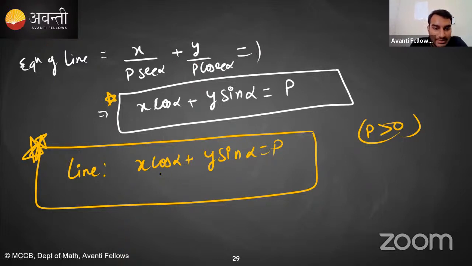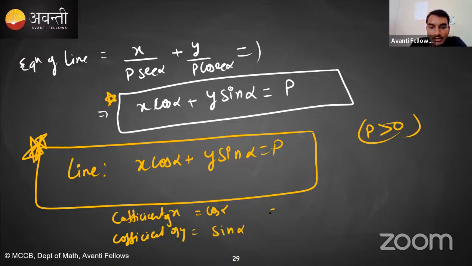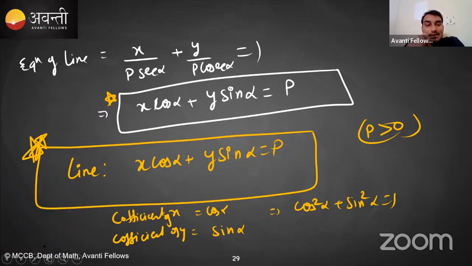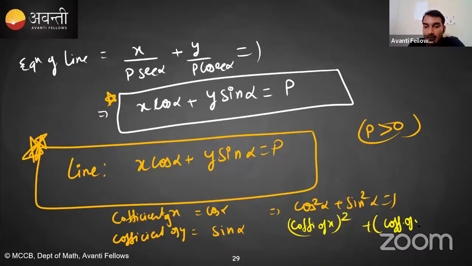And one thing that if you notice is that what is coefficient of x? Coefficient of x is cos alpha. Coefficient of y is कितना है? Sin alpha. It implies, अब तुम्हें तो पता है cos square alpha plus sin square alpha कितना होता है? 1, right? So it means if given line is in the normal form, then coefficient of x का square plus coefficient of y का whole square would be 1.